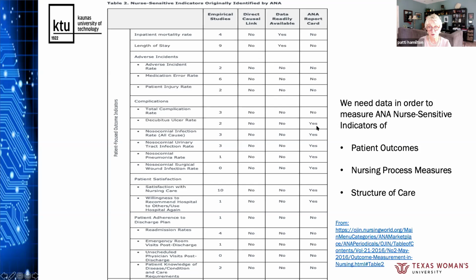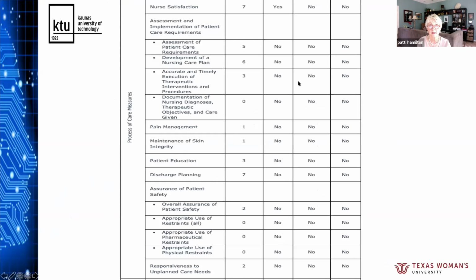You'll see that decubitus ulcer rates were listed, nosocomial infections, satisfaction with nursing care, the nurse's willingness to recommend this hospital to someone else. So this was her observation about where we began with gathering data back in the 1990s on nursing outcomes.